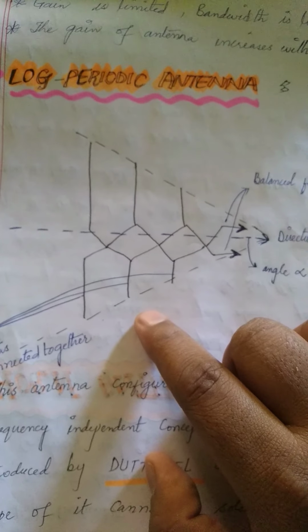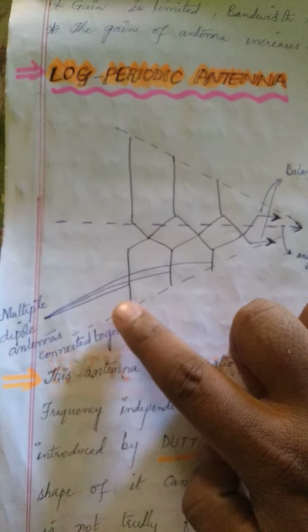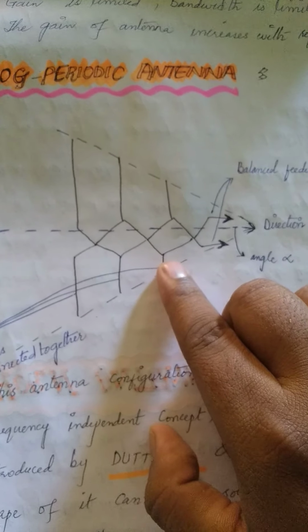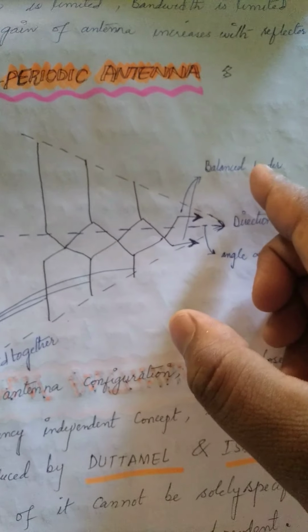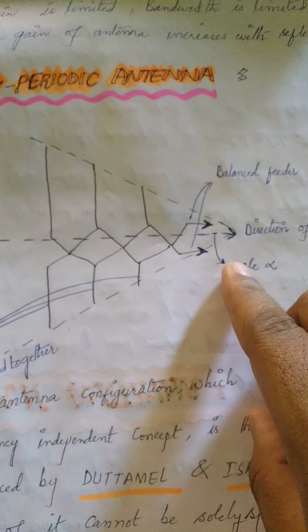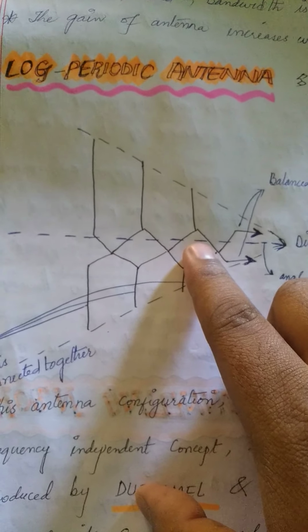As you can see in the above figure, it consists of multiple dipoles which are connected together, and it has a balanced feeder point. It gives the direction of the beam, making an angle of alpha. So this is the arrangement of your log periodic antenna.